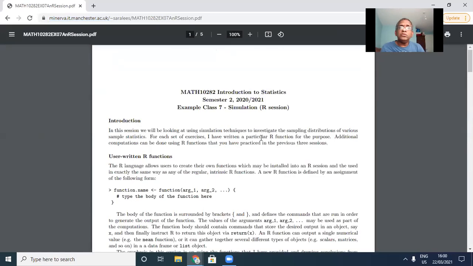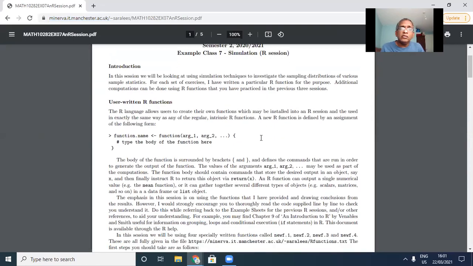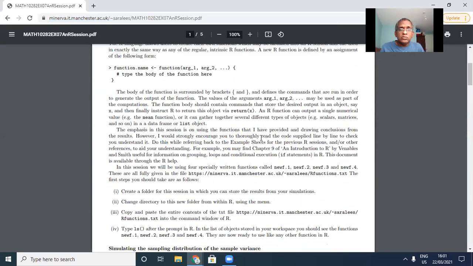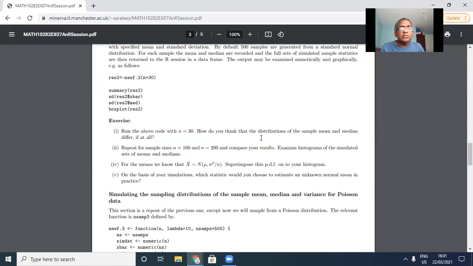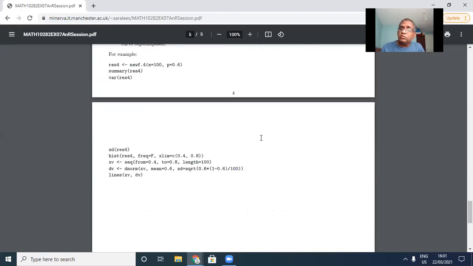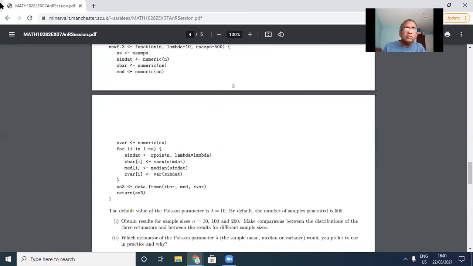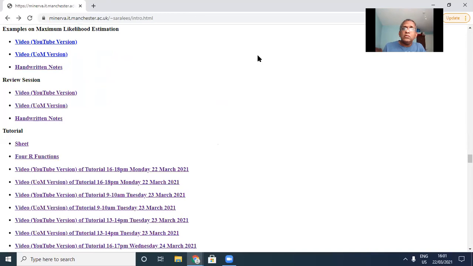So as usual, I will go through line by line and also do the exercises. There are a number of exercises. I will do them as I go along. And if you have questions, please feel free to use the chat room.